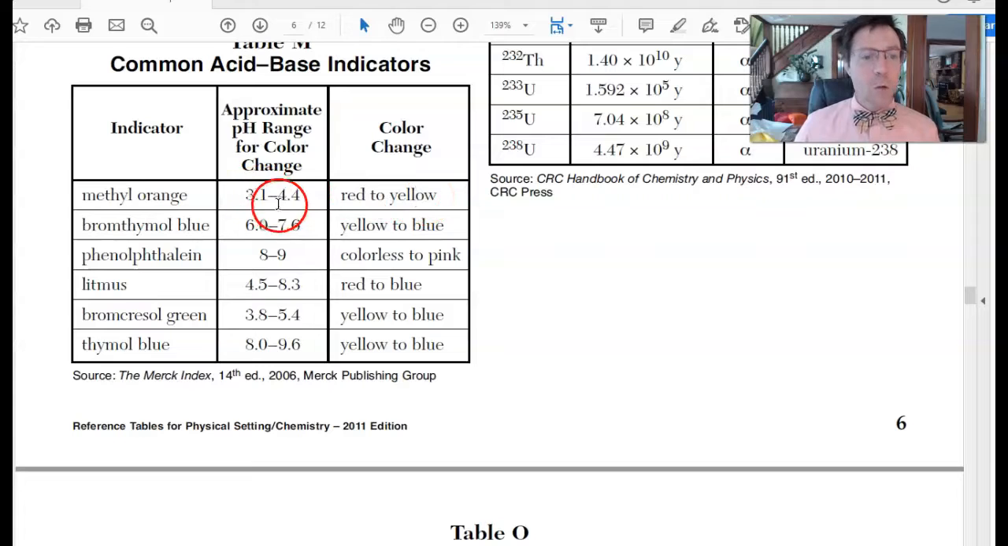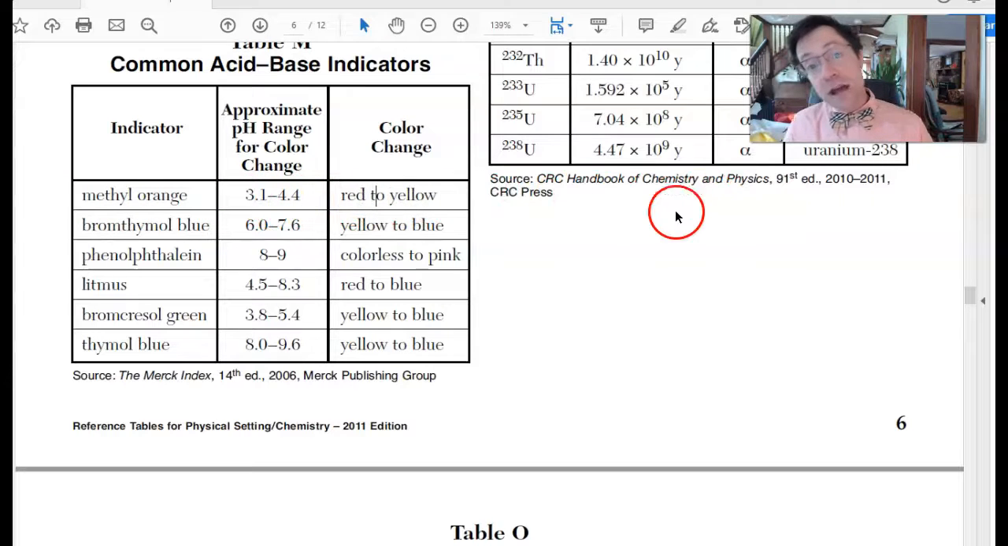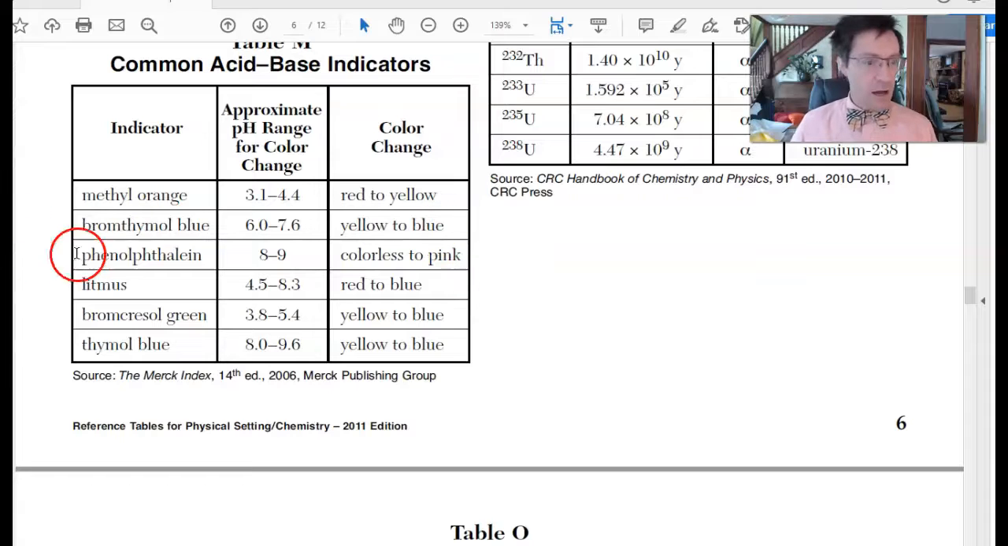Now you might ask, what if it's right in between the range? Like, what if it's 3.5 or 4 or something in between? Well, then you have something in between these two colors, and this is where you wish you knew your art stuff and your colors. Because what is red and yellow? Orange. So if you have between 3.1 and 4.4, this will be orange. So from 0 up to 3, it's red. 3.1 to 4.4, it's orange. 4.5 and up, it'll be yellow. You dig?